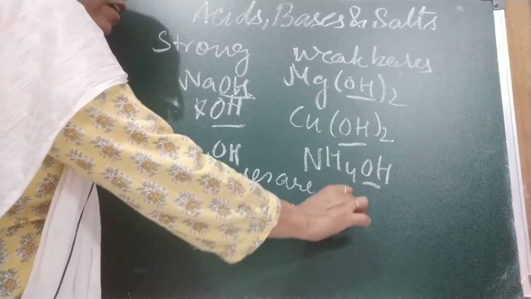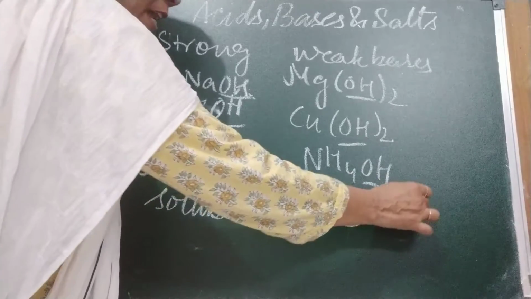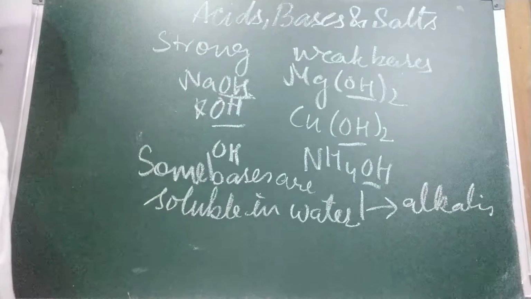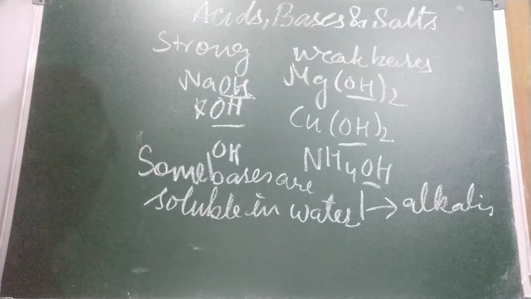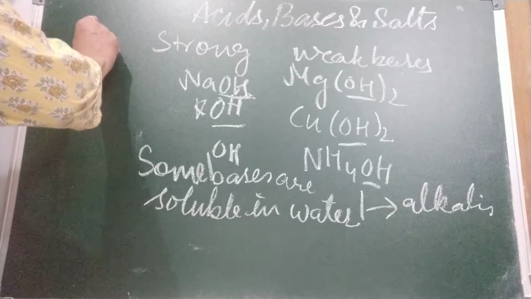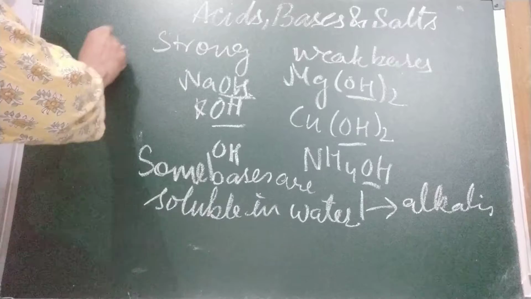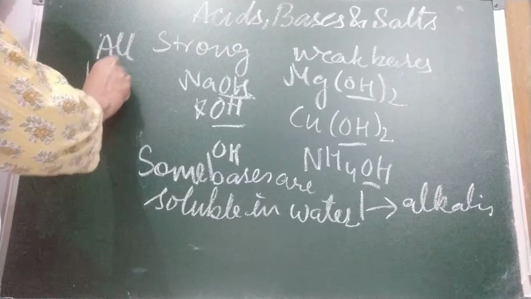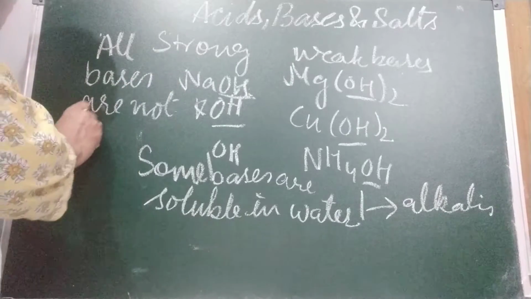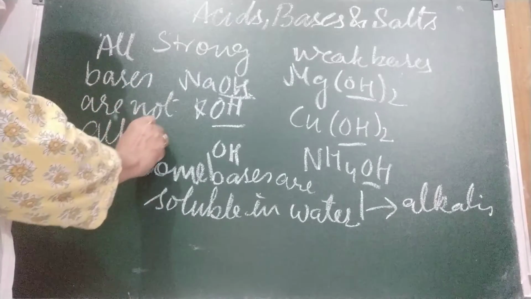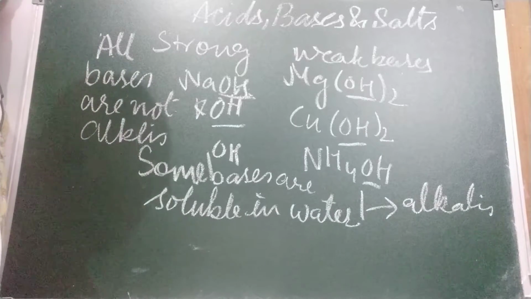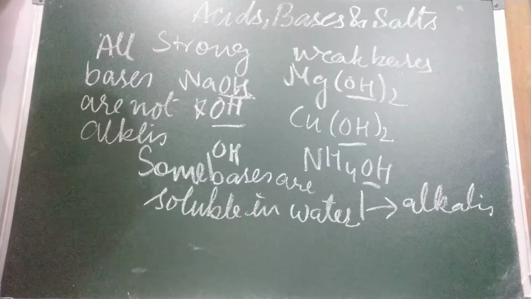They are called alkalis. What do we call them? Alkalis. Okay. So there is one statement that always confuses, so for that you have to make it clear. All bases are not alkalis. Why? Because not all are soluble in water, so we cannot call them that. All bases are not alkalis, but we say all alkalis are bases.